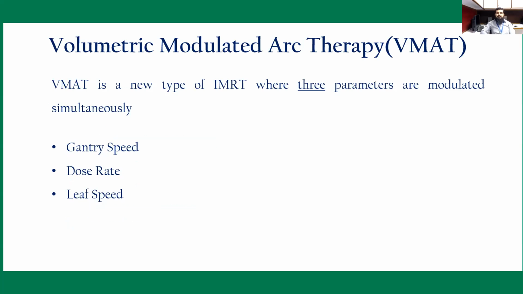VMAT is just a type of IMRT where 3 parameters are modulated simultaneously. Before that, they were not included in IMRT. Now we have the gantry speed and dose rate, along with the leaf speed.